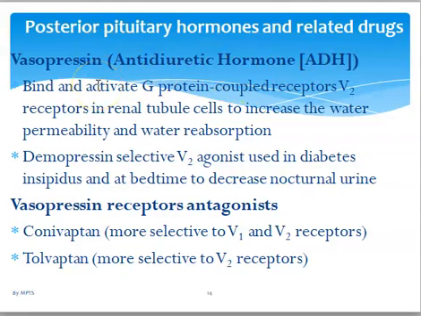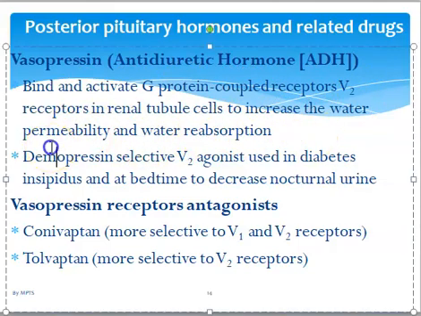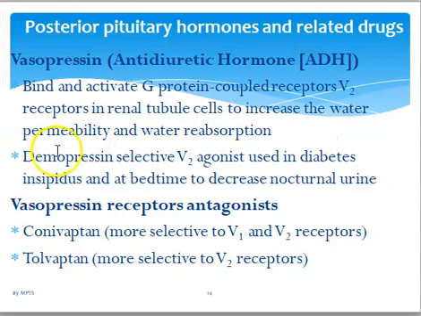Now, vasopressin is an antidiuretic hormone. It binds and activates the G-protein coupled V2 receptors in the renal tubules, which increase water permeability and water reabsorption, antidiuretic. Also, we have desmopressin, a selective V2 agonist used in diabetes insipidus, and it can also be used at bedtime to decrease nocturnal urine. The antagonists are conivaptan and tolvaptan.